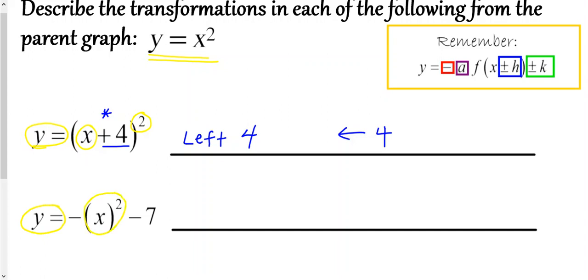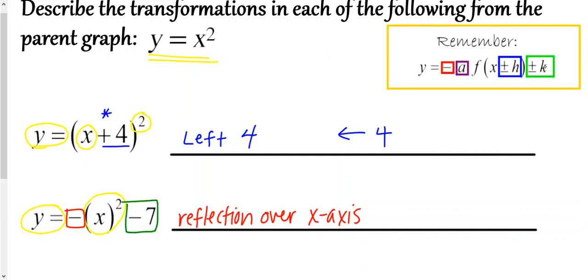That is my parent function. Now what has changed around my parent function? Well, I have this negative sign in the front. And if I refer back to that model, a negative sign in the front means there was a reflection, or you can say flip, a reflection over the x-axis. And then I also have a minus 7 at the very end.